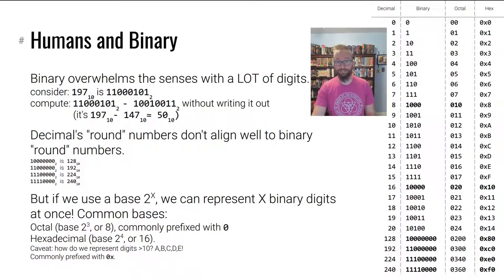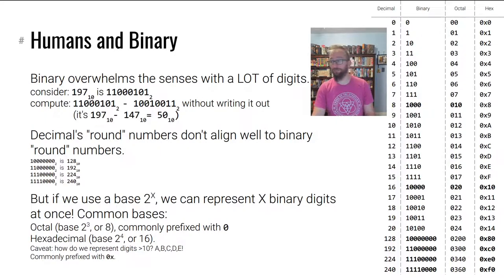And here it is on the right. And so you can see with this 11110000, hey, that's F0. Of course, hexadecimal has 16 digits. We only have 10 digits available in base 10, and those are the digits we know and love. And so we padded them with letters. So in hexadecimal, the number after 9 is A, then B, then C, then D, then E, then F.